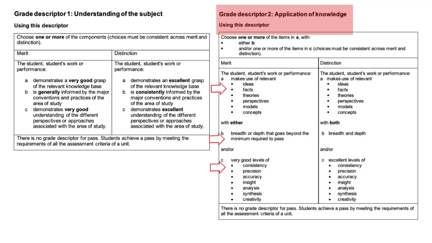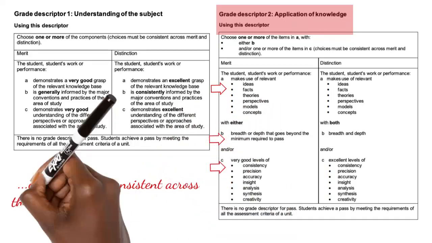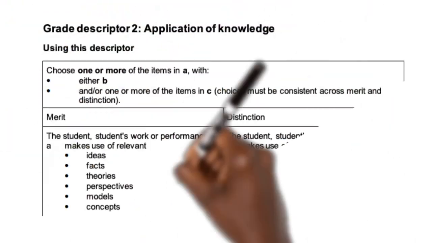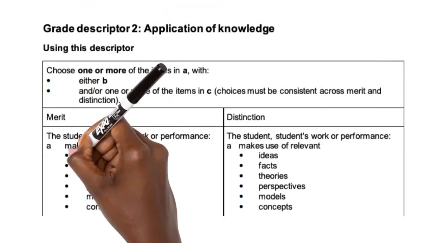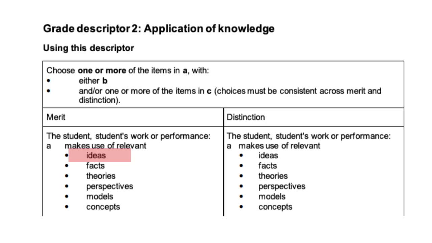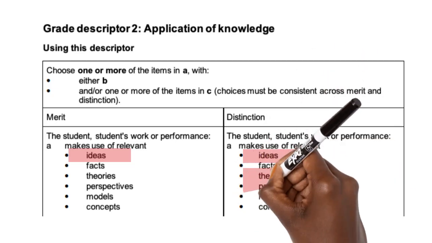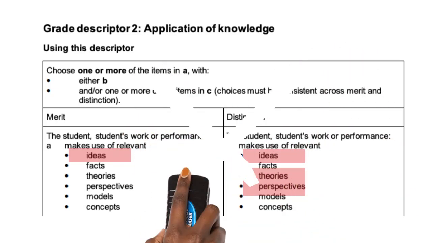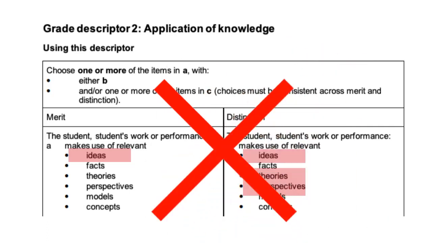Remember, whatever you choose, your choice must be consistent across the merit and distinction components. For example, if you choose A, ideas, for a merit, you have to choose ideas for the distinction. You can't mismatch, so you can't choose ideas for A and then proceed to choose different ones for distinction. That's not allowed.